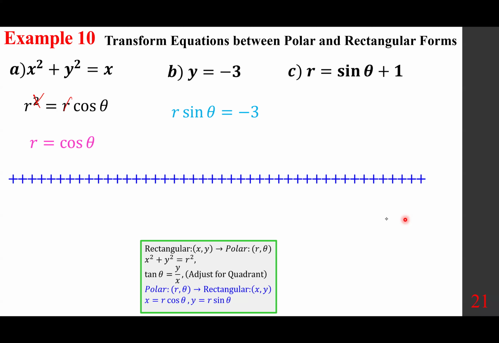R equals sine theta plus 1. Again, in this situation, the technique is to multiply both sides by R. So the result is, this is R squared, this is R sine theta, and this is R. Therefore, first let me just write the left side. So this is R squared.